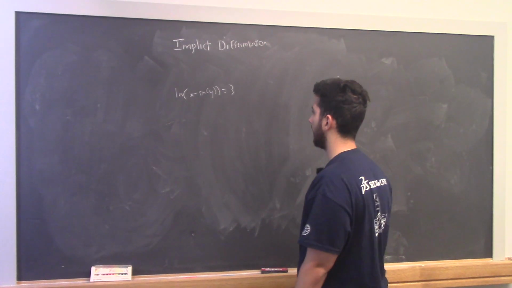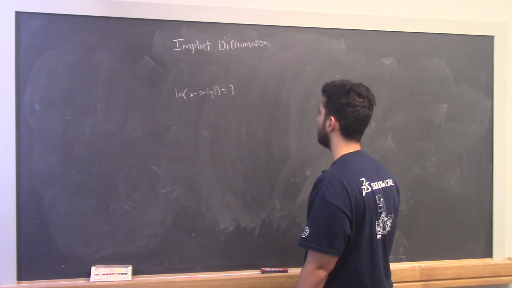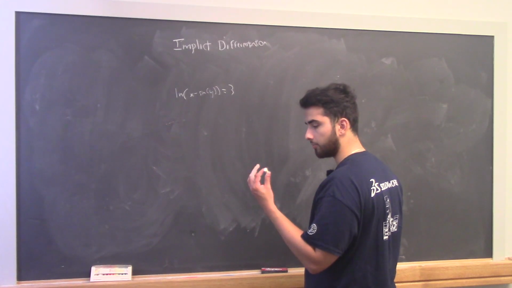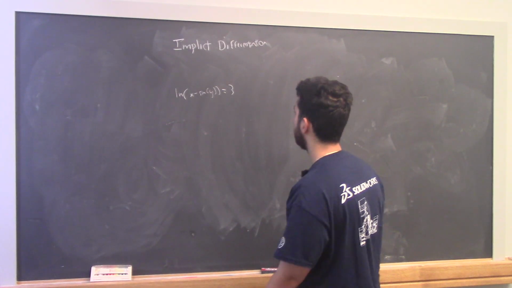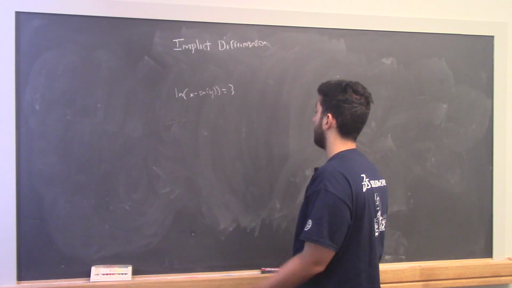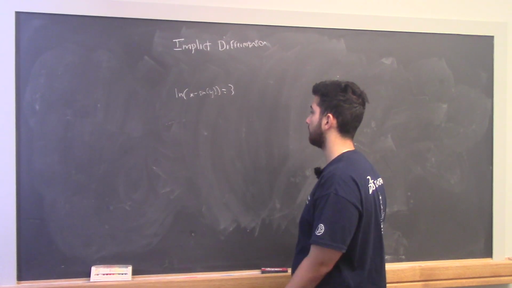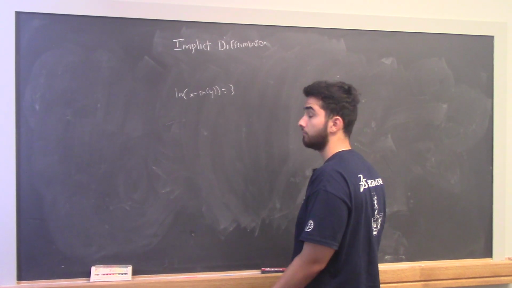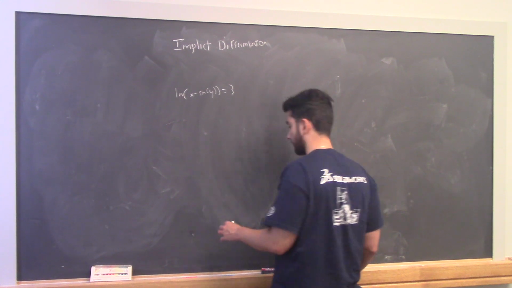All right, ln of x minus sine of y equals 3. You know the deal by now. We want to find dy/dx. And this is the first time on the channel that I think I've posed some argument question. So I hope you know this, because I did go over it briefly.